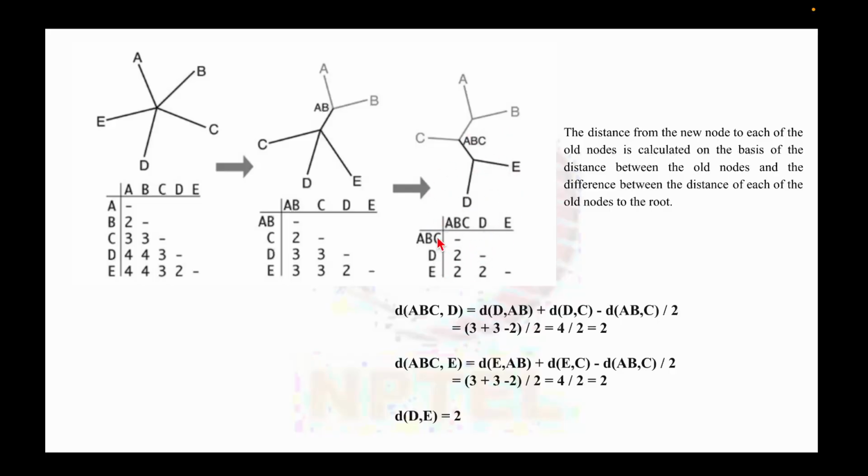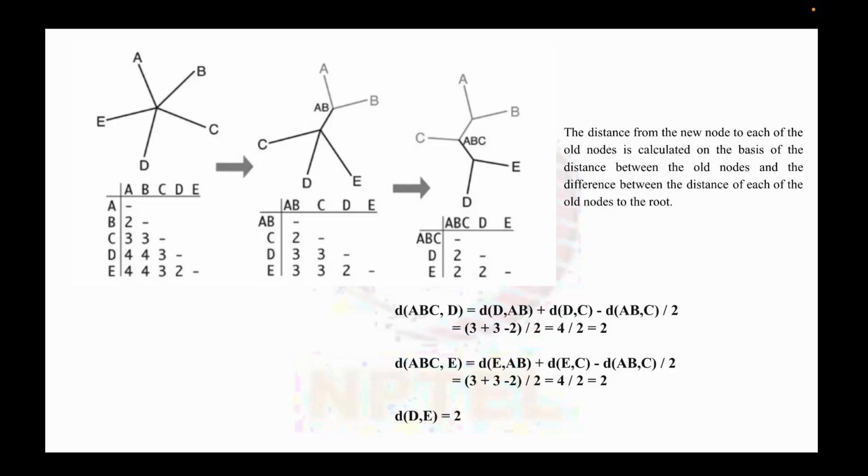Further, we have re-updated this distance matrix by calculating the new distances of central node ABC with D and central node ABC with E. Alternately, you could have also grouped E with AB instead of C. That would also have been the same scenario.